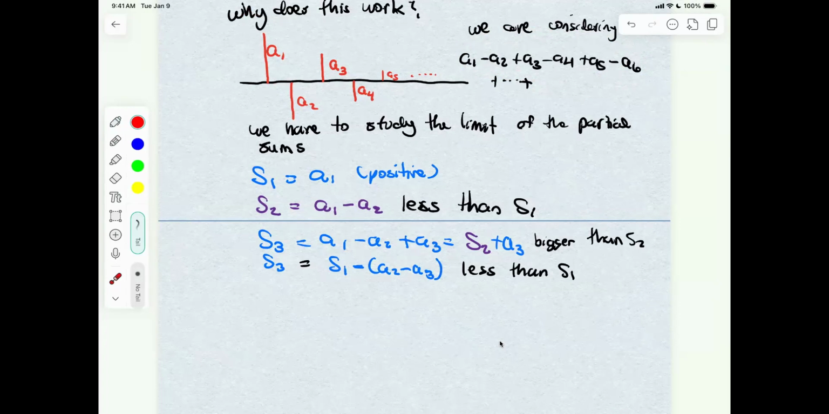And here, when I'm writing A2 minus A3, I'm just looking at the heights. So I'm referring to their positive values, their absolute values, if that makes sense. Otherwise you wouldn't be able to say that.